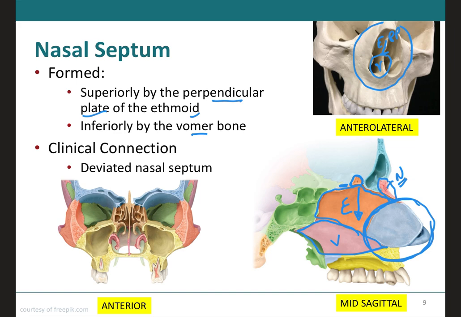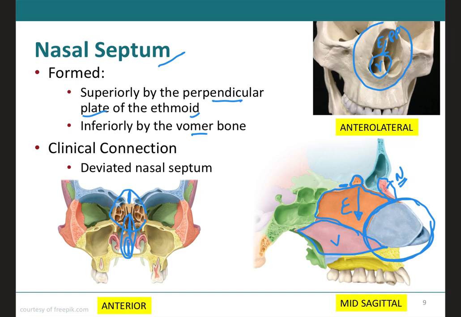On this image, we can see here in this tan color the ethmoid bone with the crista galli sticking up and the perpendicular plate coming down, and this pink bone here in the middle would be your vomer. So all of this forms the nasal septum.